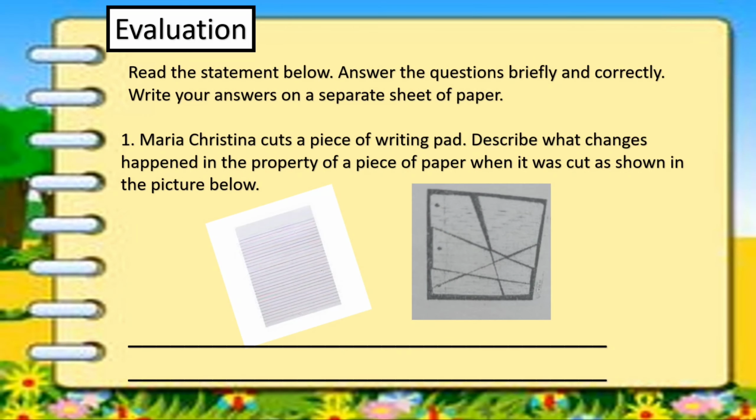For your evaluation, read the statement below. Answer the questions briefly and correctly. Write your answers on a separate sheet of paper. For number 1, Maria Cristina cuts a piece of writing pad. Describe what changes happen in the property of a piece of paper when it was cut as shown in the picture below.